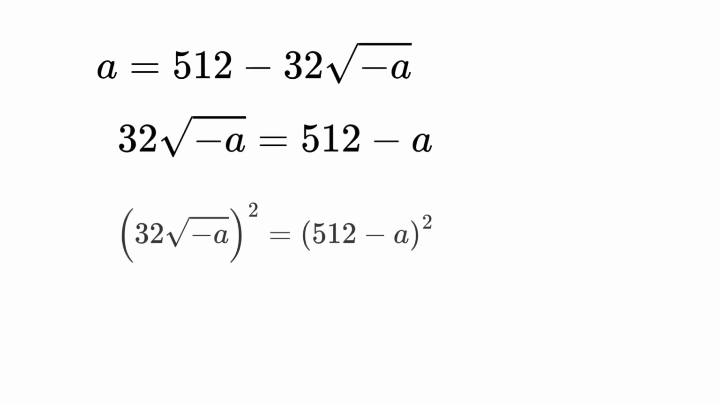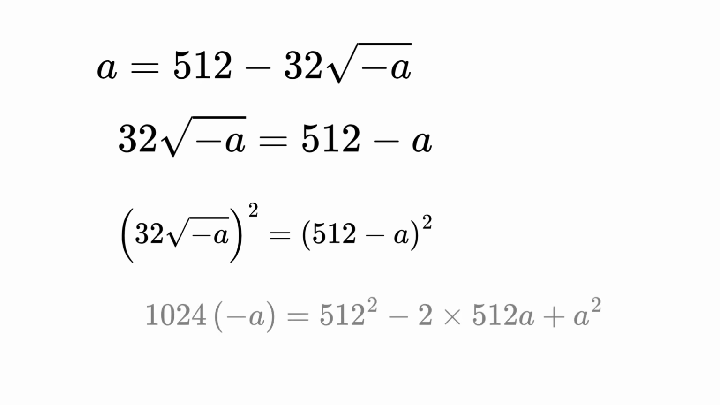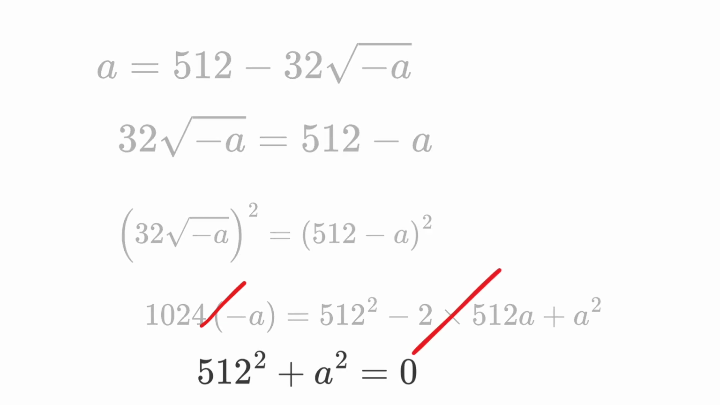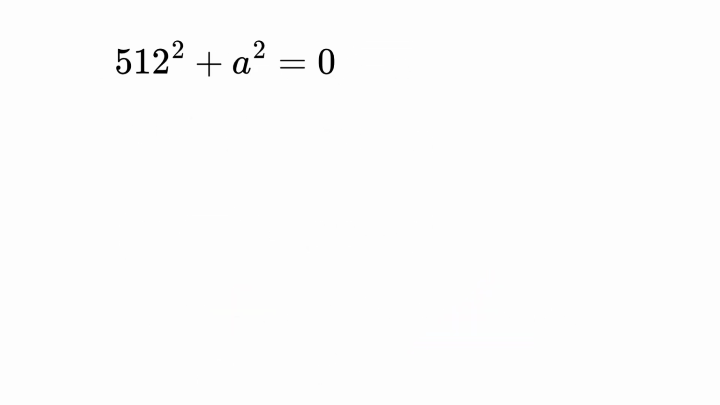Again, this is in the form of a minus b whole square. A minus b whole square is equal to a square minus 2ab plus b square. 32 square is 1024 and 2 into 512 is 1024. These will be cancelled out, and 512 square plus a square is equal to 0. Now a square is equal to minus 1 into 512 square.